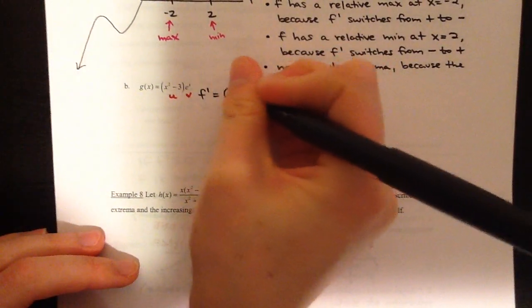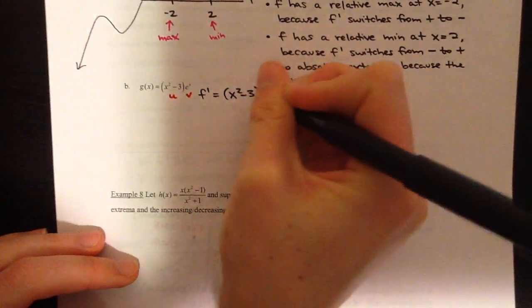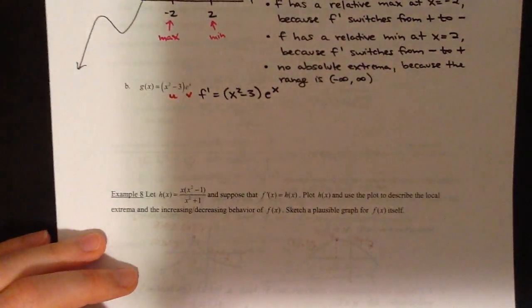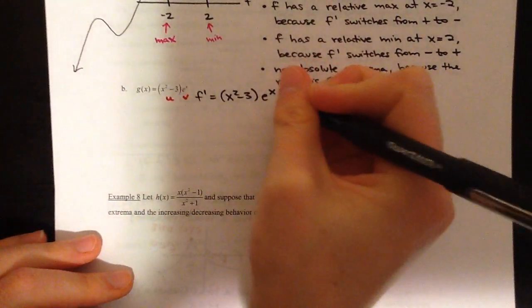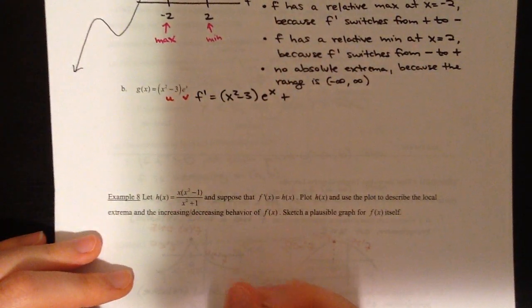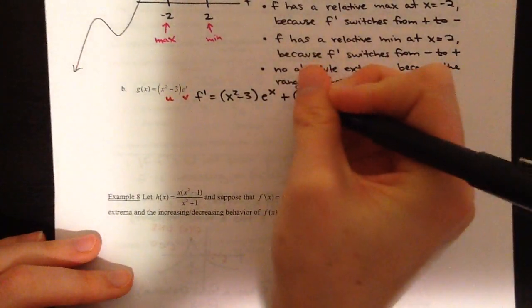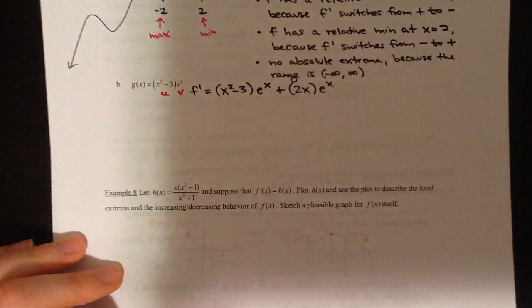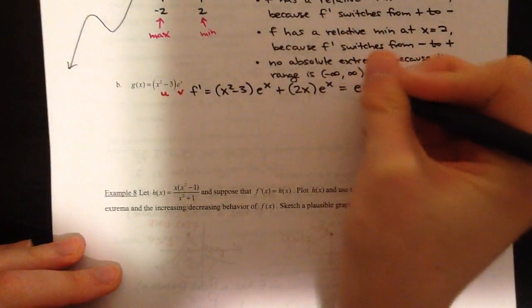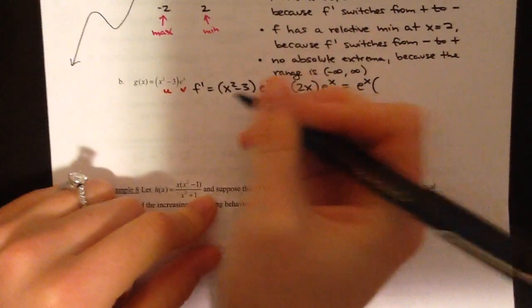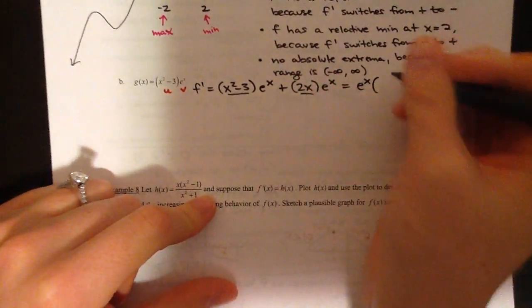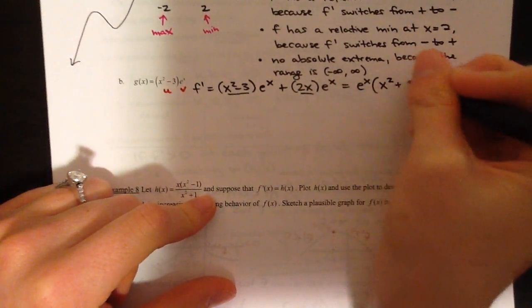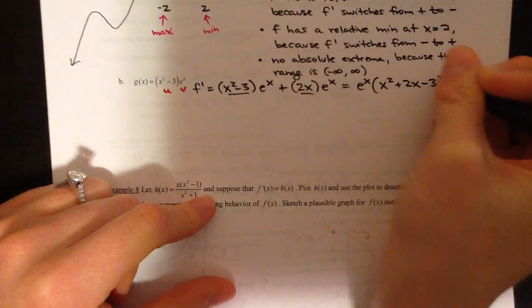So u v prime: v prime is just e to the x, and that's because e to the x is the best derivative ever. And then plus v u prime. So u prime is going to be 2x, and then, of course, e to the x. So what I'm going to do is factor out this e to the x and then write the leftover stuff in parentheses. I'm going to put it in standard form, which means x squared, then the 2x, then the minus 3.